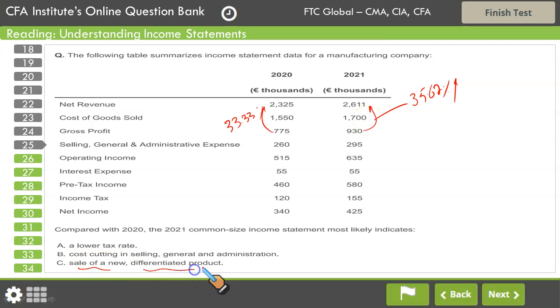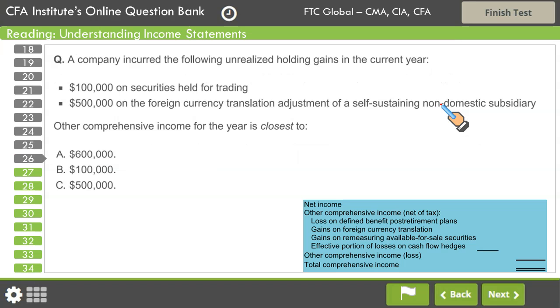A new differentiated product that may have a higher selling price or a lower cost or both, and this has resulted in a higher gross margin than the last year. So that makes C the correct option. Next.